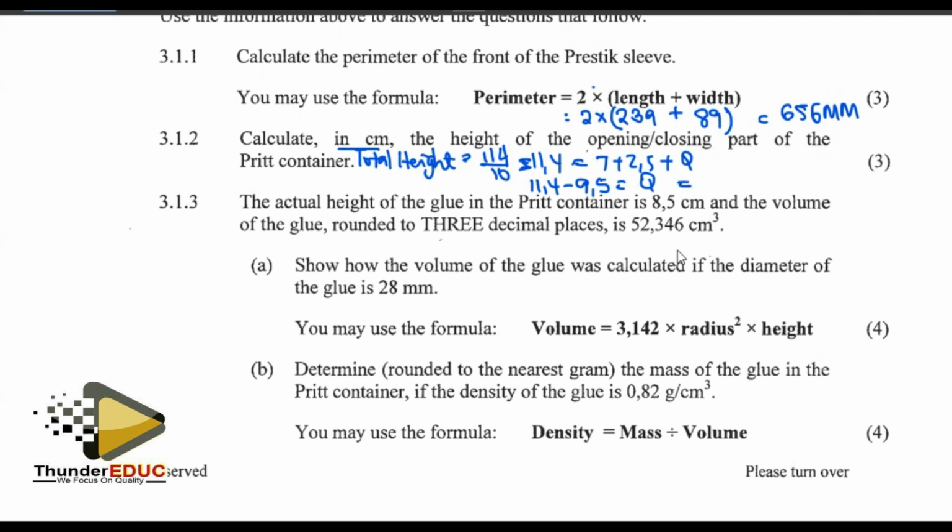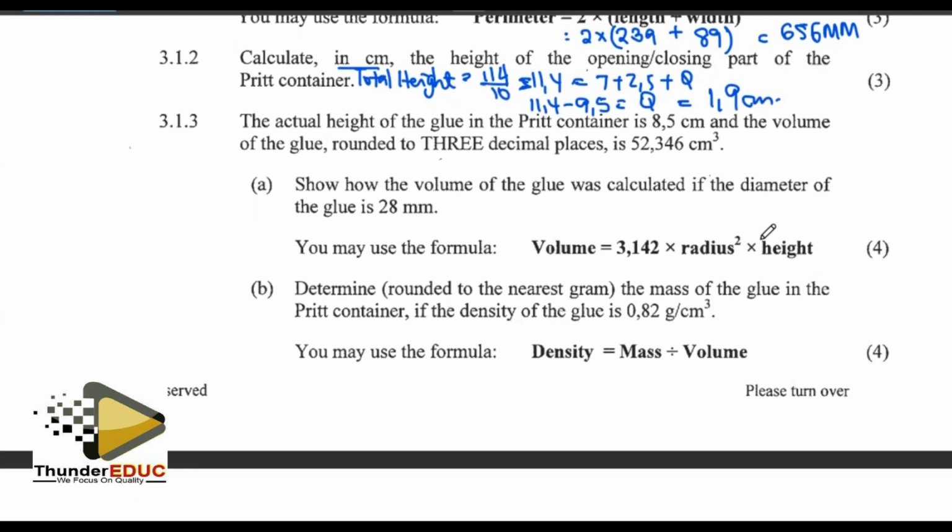Equals to, please take note of that, centimeters. The actual height of the glue in the PET container is 8,5 centimeters, and the volume of the glue rounded to 3 decimal places is this much centimeters cubed. Show by calculation that the volume of the glue was calculated if the diameter of the glue is 28 millimeters.